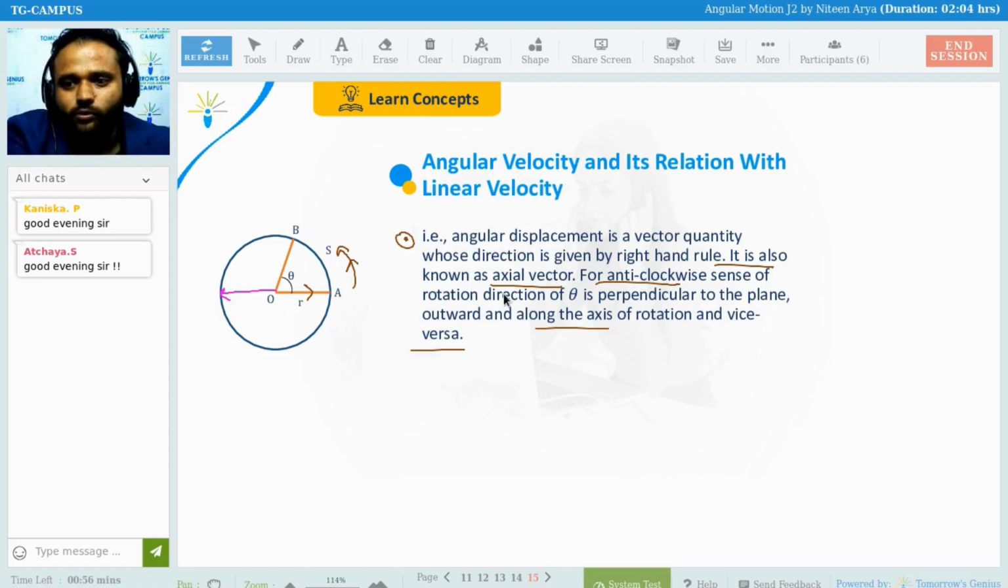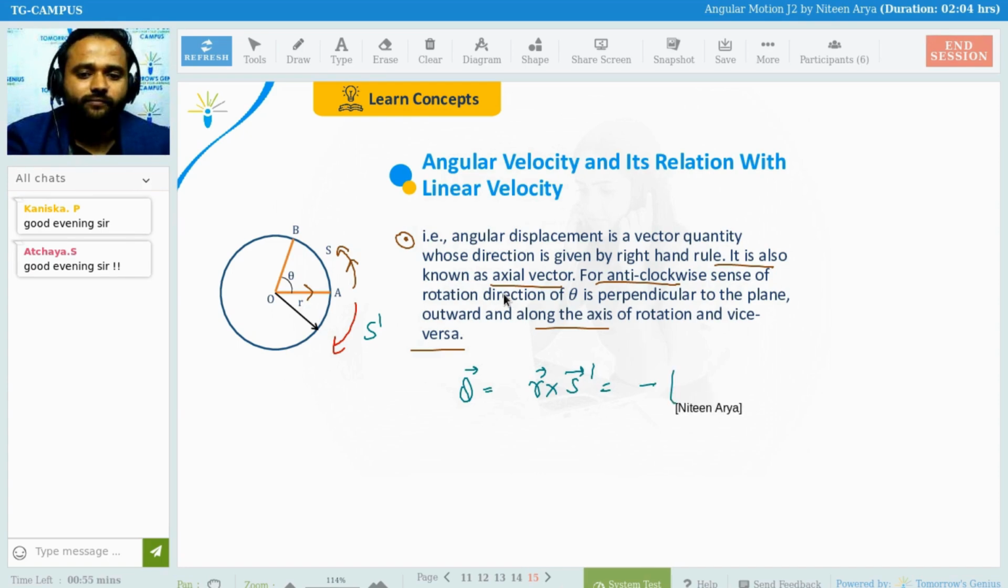So what does it mean? You can stick to this R again, but the moment you take the vector product of R cross S, suppose this is your S prime. When you find theta, which is a vector, R vector cross S prime, automatically you can see that it is going to be negative using the right hand thumb rule. That is written over here. For anti-clockwise, we get theta positive. For clockwise, we get theta negative.